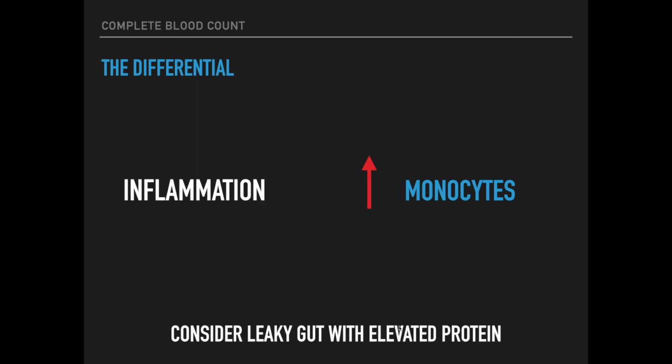Also part of the differential are the monocytes. We'll consider that to be an inflammatory marker. You could have a perfect diet but still have inflammation floating around your body, and that's because of your immune system. It's not specific to anything in particular, not specific to infections or other indicators. It's just noted to be an inflammatory marker. As a side note, you should always consider leaky gut with elevated amounts of protein in the blood. We'll look at that later.